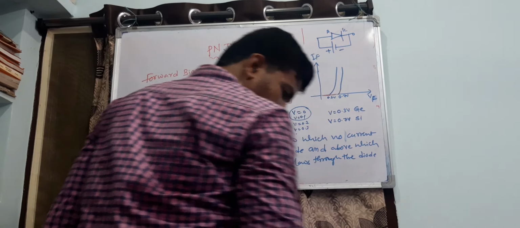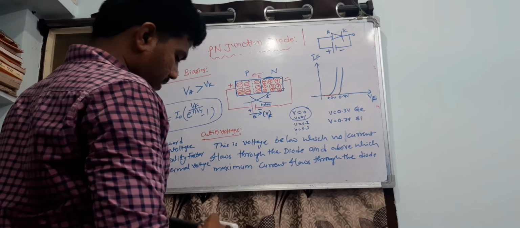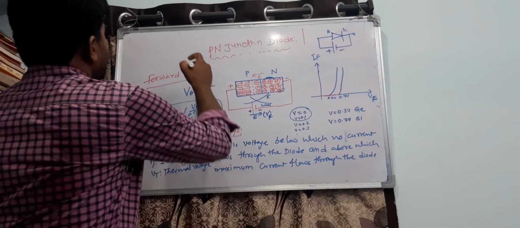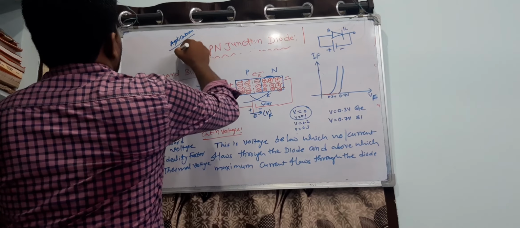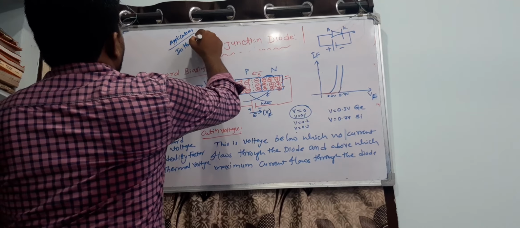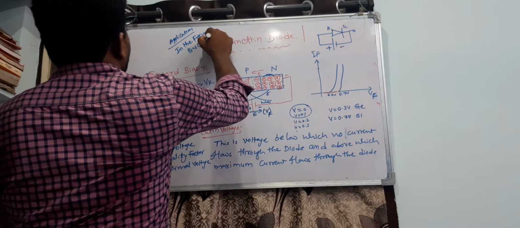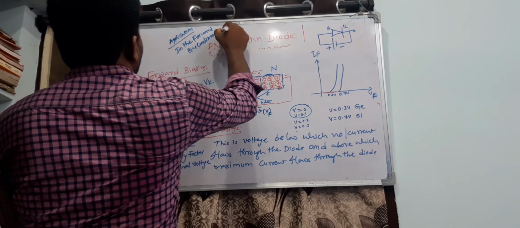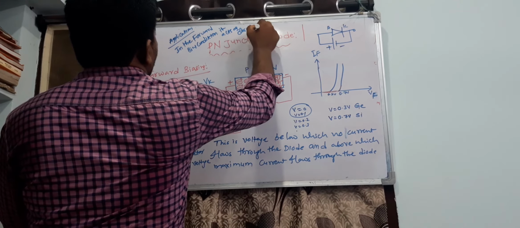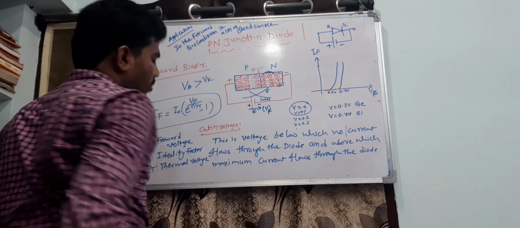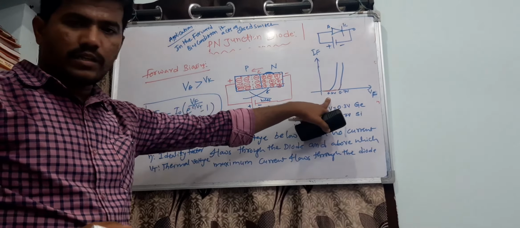Next, in the forward bias condition, the diode acts as a short circuit. Ideally, in the forward bias condition, it acts as a closed switch. That's what you have to remember. This diode current equation is very important, and these VI characteristics are important.